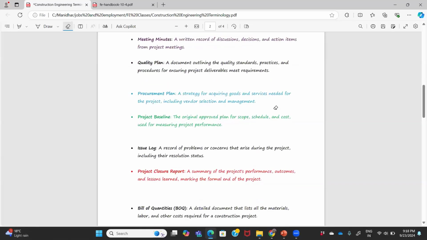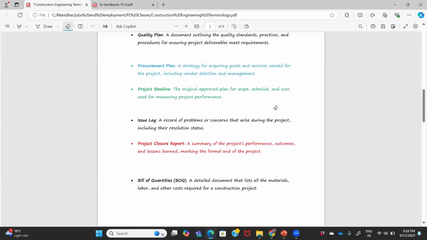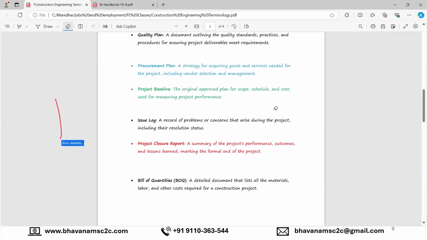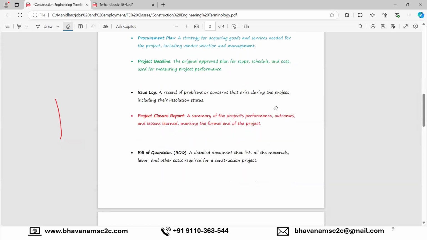And coming to the project baseline, for each and every timely duration, like by the end of first week I'll complete this activity, and by the end of first month I will complete this activity. That is the baseline of the activities. Issue log, similar to risk register, is one other thing. Project closure report is the ending report of a project, and it will include all the terms like the as-built drawing. As-built drawing is something built at the end or designed at the end.